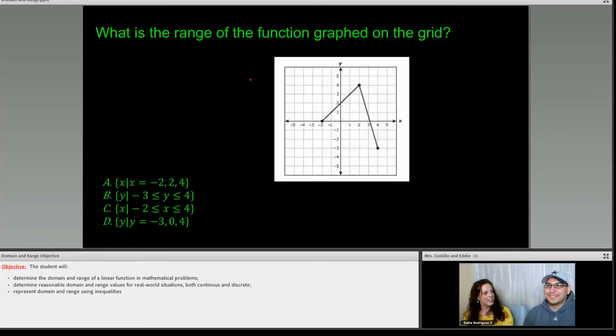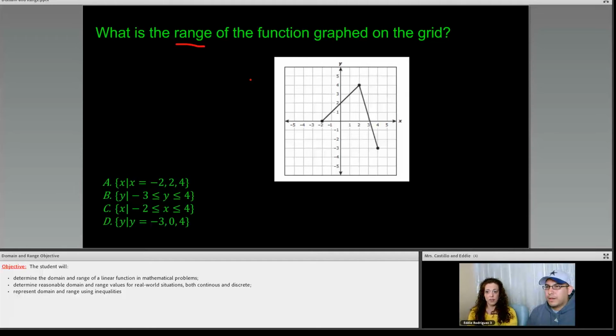Okay, Eddie, do you remember what you know about domain and range? I remember that range were the y values and that domain were the x values, but I'm still a little bit confused how to do that with a graph. Okay, no problem. You are correct. So the range is a set of y values, or our set of output values, and the domain is the set of input values.